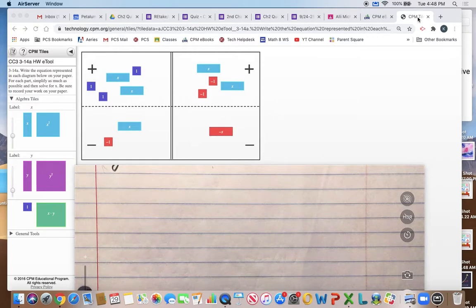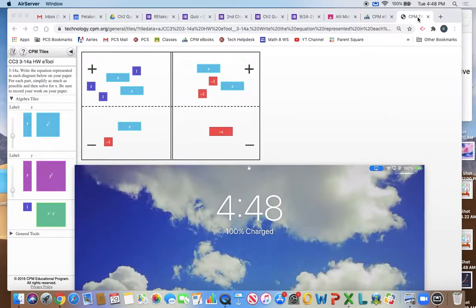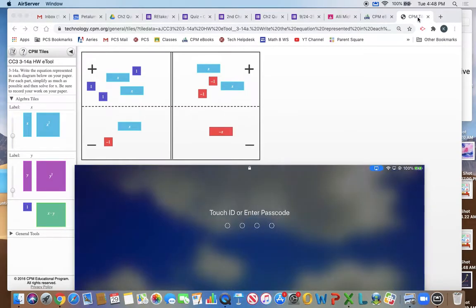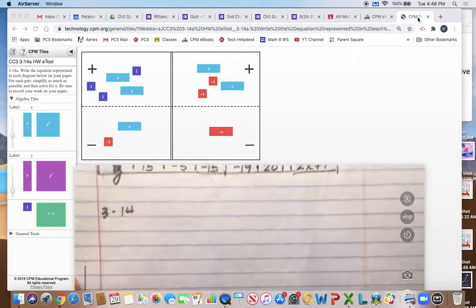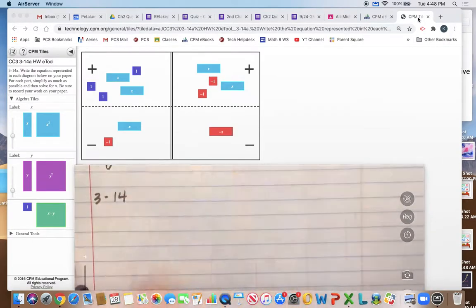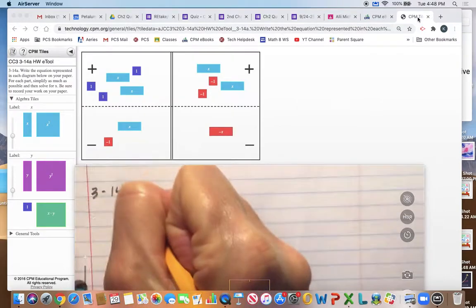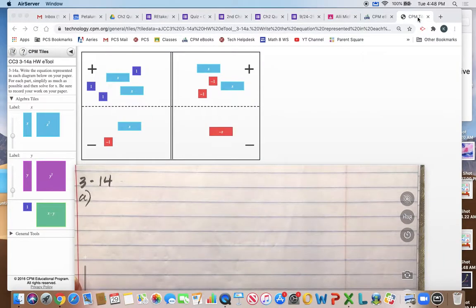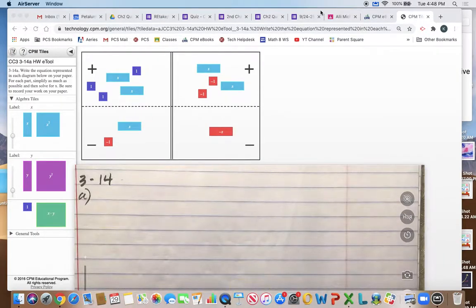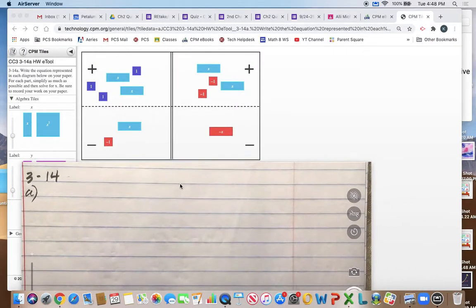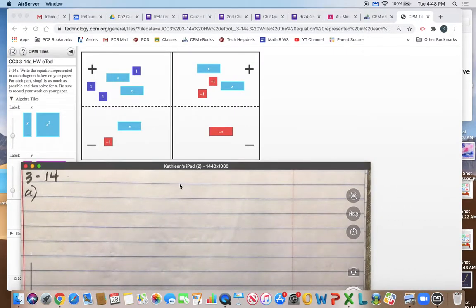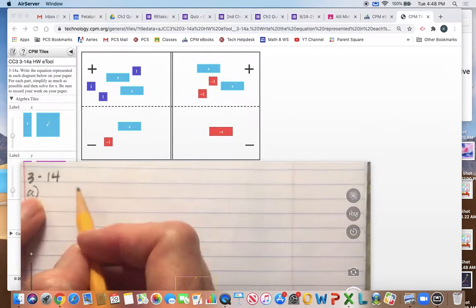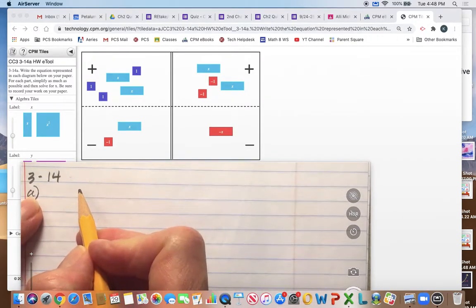3-14A. Okay, this froze up for a second. Okay, here we are, back here. 3-14, and this is going to be A. And the first thing we need to do is write the equation. So I'm going to move this over just a little so that it's right underneath. And then we can write the equation right underneath here.